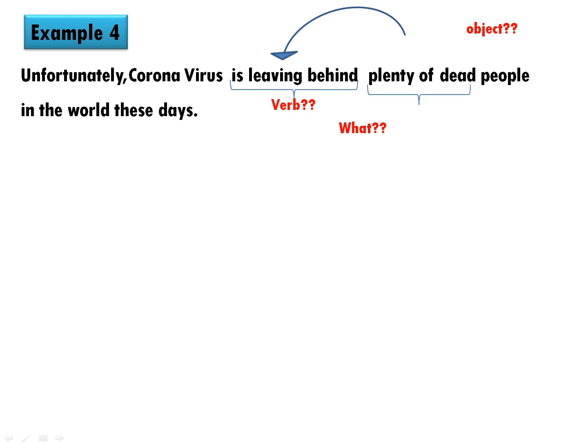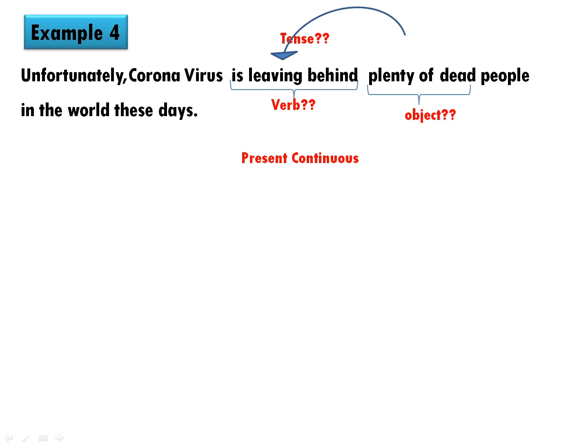That's the object. So when I start my sentence, I need to start with the object, which is plenty of dead people. Yes. Again, I need to ask here another question. The tense. What tense is the verb to see which rule I'm going to use? Okay. So the answer is it's in the present continuous. How do you know? Because we have is leaving.